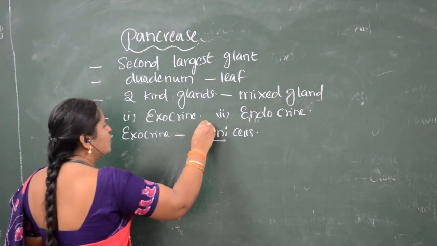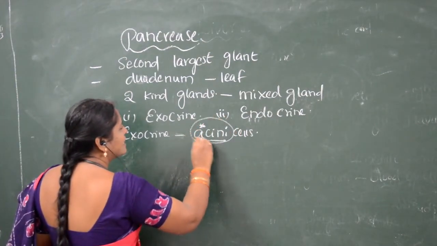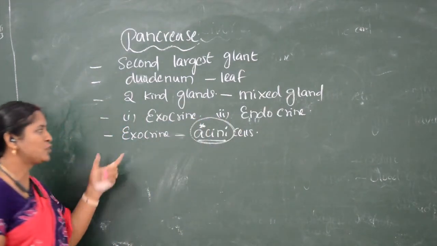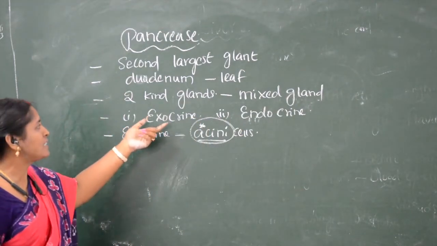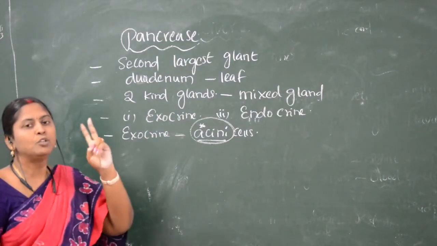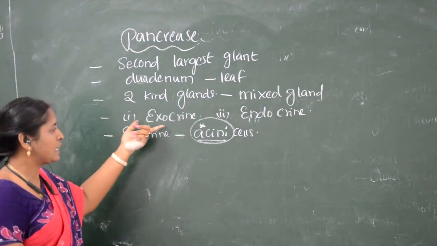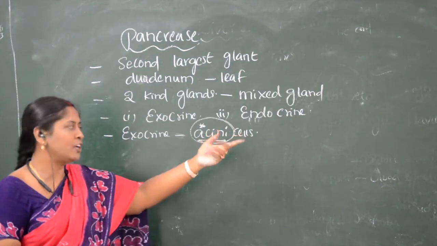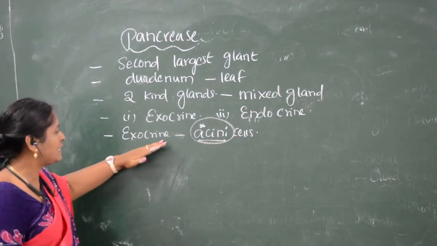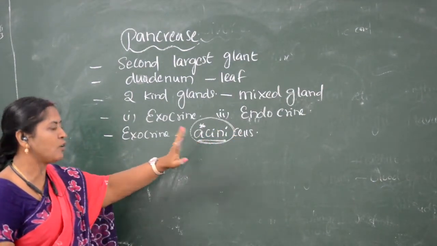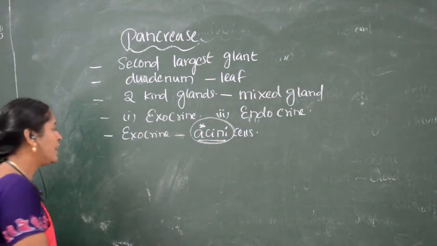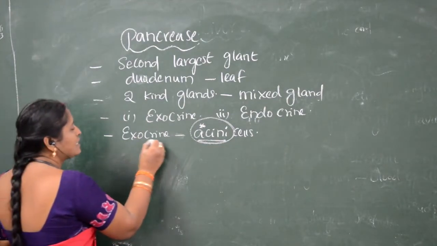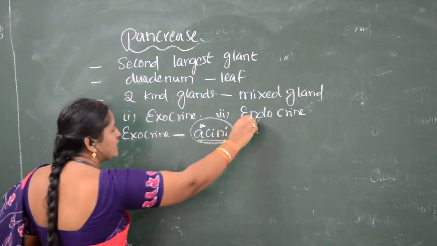Important, children: what are acini? The cells which are present in the exocrine pancreas. How many parts are present in the pancreas? Two parts: one is exocrine, another one is endocrine. The cells present in exocrine are called acini cells.